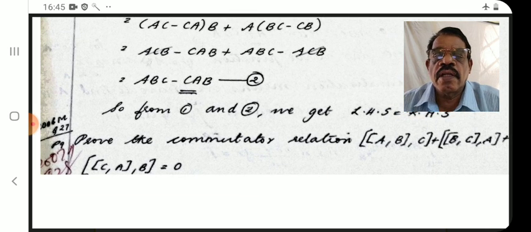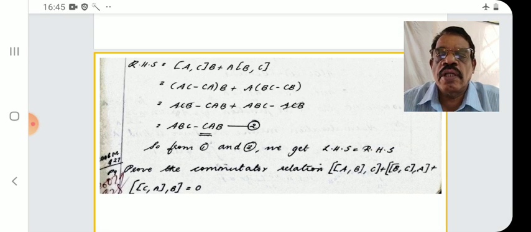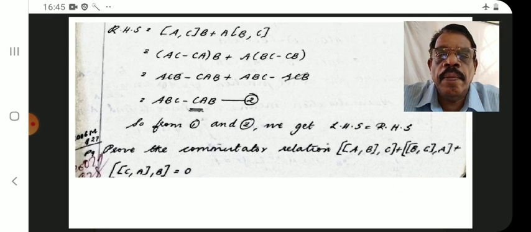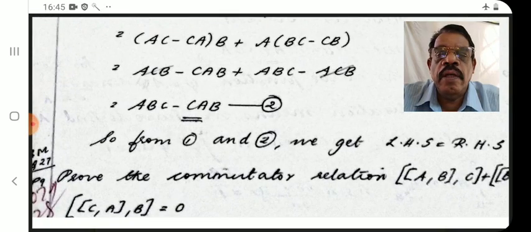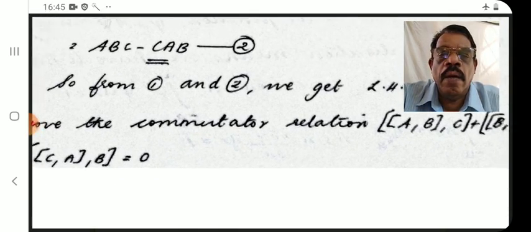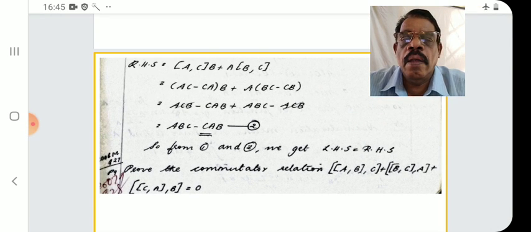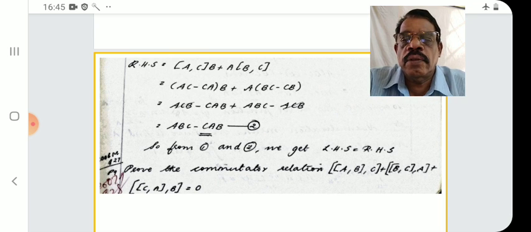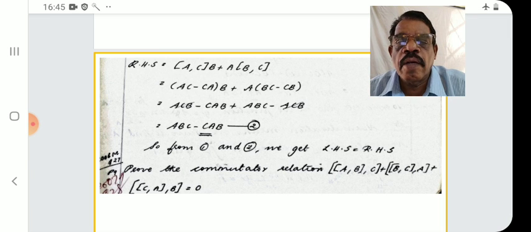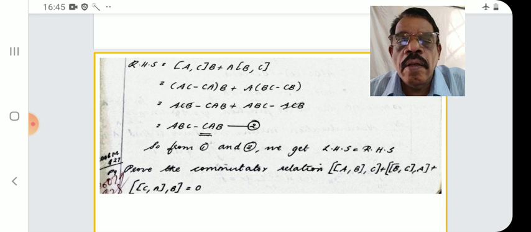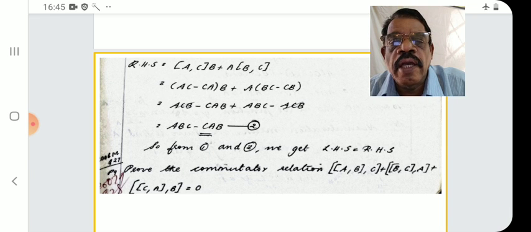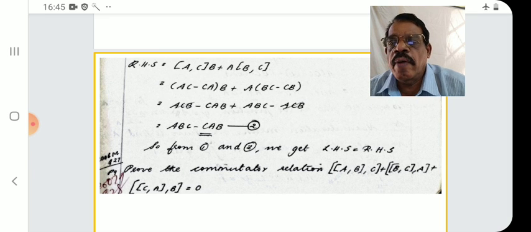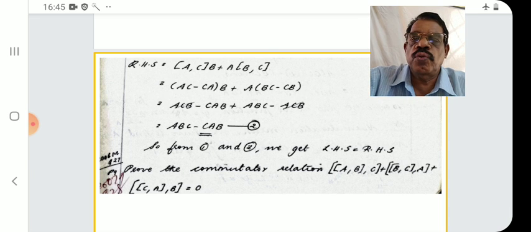Next, prove the commutator relation: [[A, B], C] plus [[B, C], A] plus [[C, A], B] equals 0. Not CA, it is a bracket. If you add all these commutators, the sum is 0. That is what we have to prove.